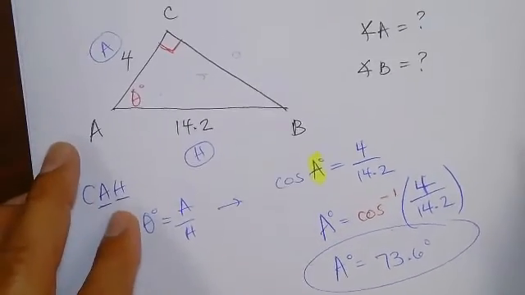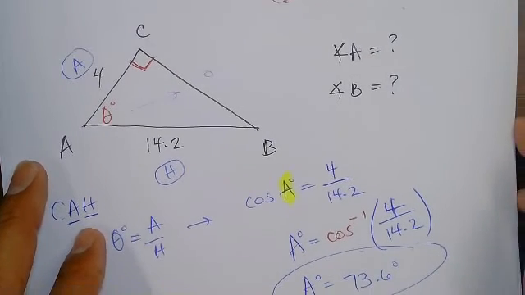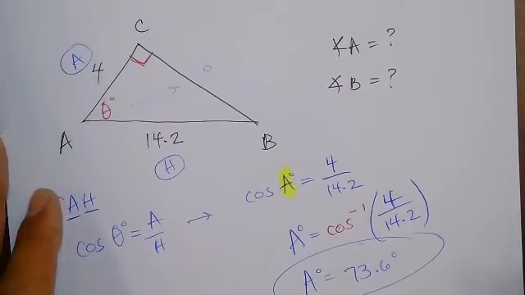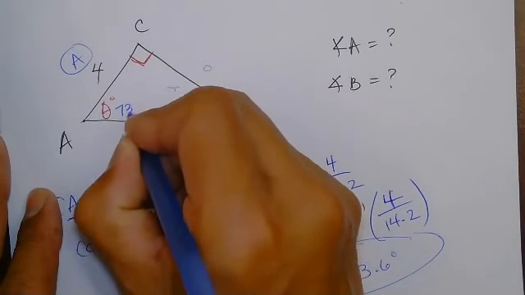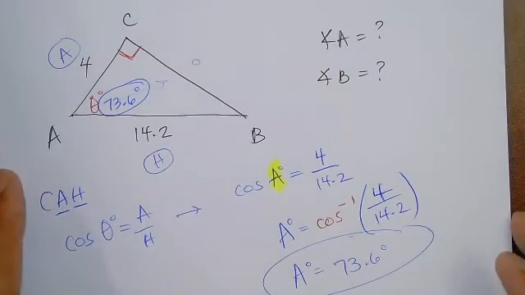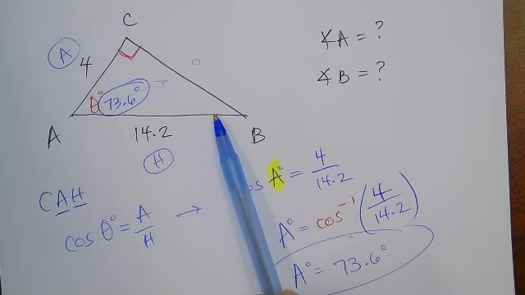Okay, so for the angles, since no angles are given, you're going to have to use the inverse function keys. Okay, so this is 73.6 degrees. All right, I found that angle. How are you going to find this other one now?